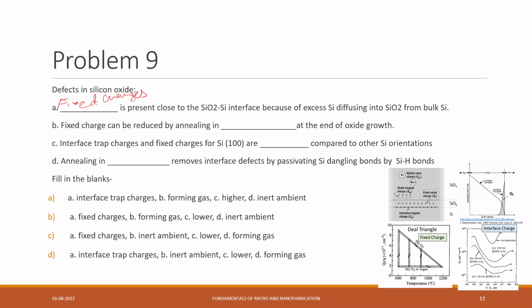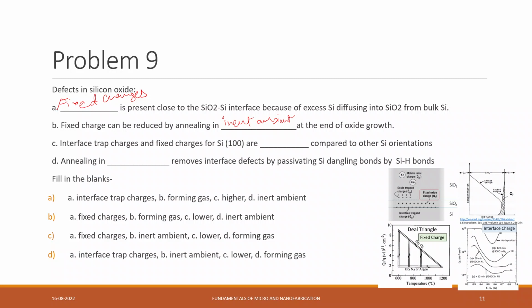In the lecture we saw the Deal triangle. In the Deal triangle, if we anneal in an inert, dry nitrogen or argon atmosphere, the concentration of these fixed charges becomes very less. So that is an inert ambient, not high temperatures, because the temperature is not a factor when we do it in inert.